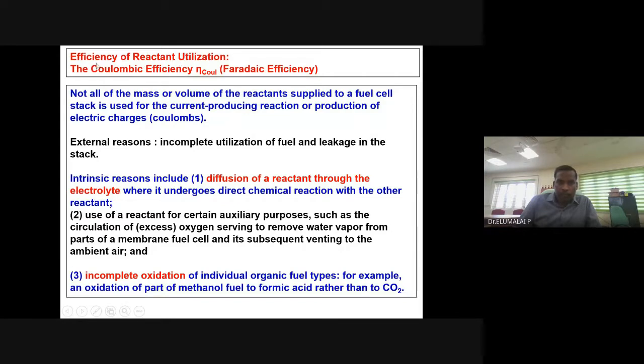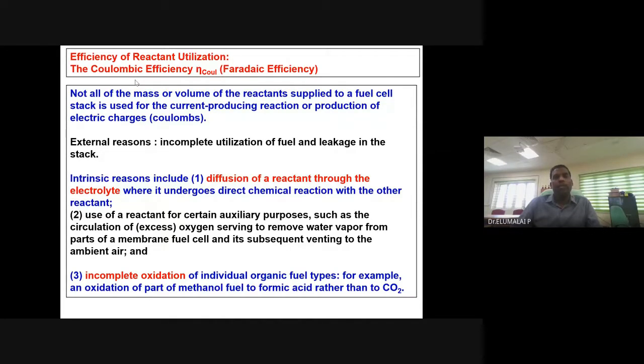The name itself implies that something is utilized. What is utilized? Reactants are utilized. What are the reactants in a fuel cell? They are fuel and oxidant. If it is a hydrogen-oxygen fuel cell, the reactants are hydrogen and oxygen. If it is methanol, the reactants are methanol and oxygen. Okay, so are all the fuels getting utilized for the conversion into a potential? No.